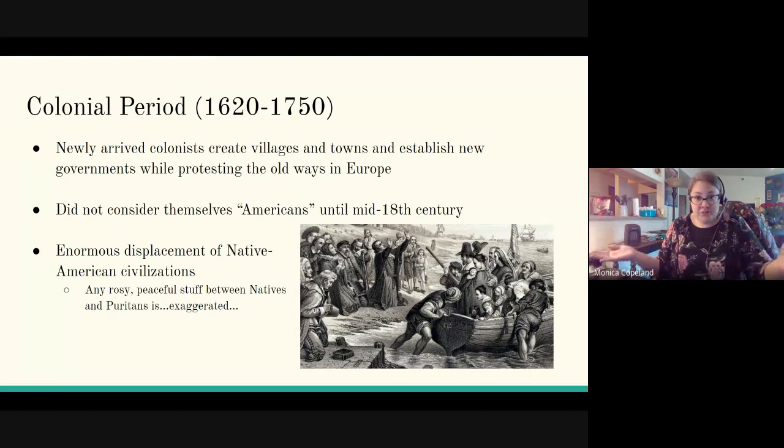So the newly arrived colonists showed up just like all colonists do. They established villages and towns. They did have some trouble with disease when they first got to the colonies because the diseases they had encountered were different than the ones the natives had encountered. So there was quite a bit of death both ways for that. Notice on the slide here, it says enormous displacement of Native American civilizations. Very true.